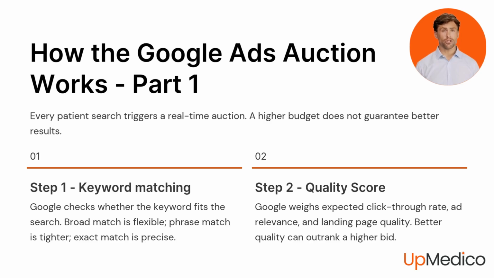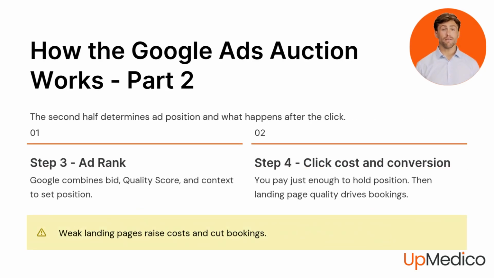Step 2 is quality score. Google does not give the top position to the highest bidder. It also evaluates expected click-through rate, ad relevance, and landing page quality. A well-structured clinic account can outrank a competitor spending significantly more. Step 3 is ad rank. Google combines the bid with quality score and contextual signals to determine whether the ad appears and where.